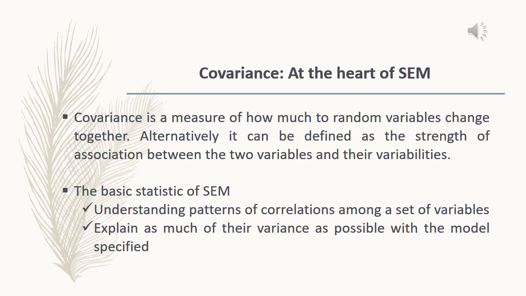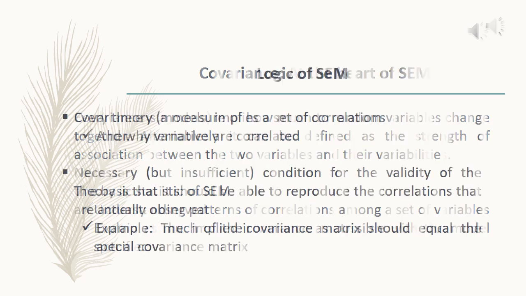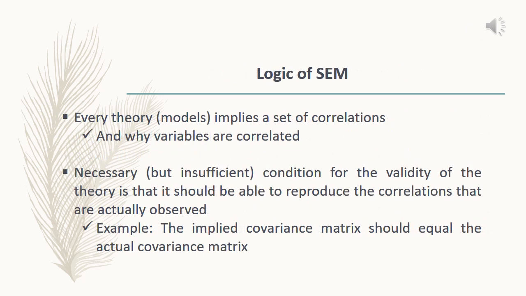Covariance, at the heart of SEM. Covariance is a measure of how much two random variables change together. Alternatively, it can be defined as the strength of association between the two variables and their variabilities. Logic of SEM. Every theory implies a set of correlations. A necessary condition for the validity of the theory is that it should be able to reproduce the correlations observed.